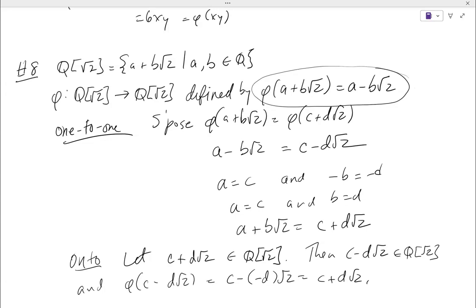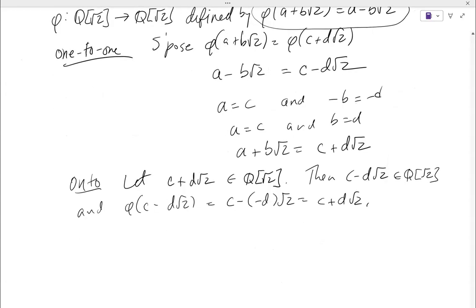Let's do one more. We got time. Oh, wait, I'm not done with this one. I didn't finish this off. I didn't do operation preserving, right? I usually denote or abbreviate operation preserving as OP.